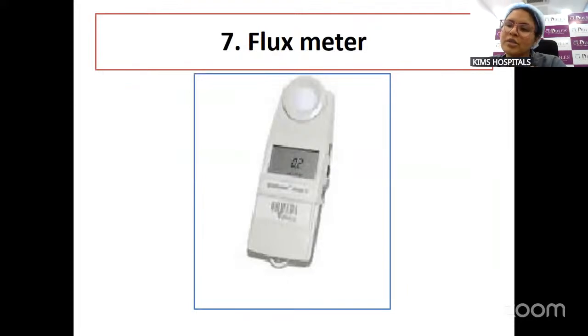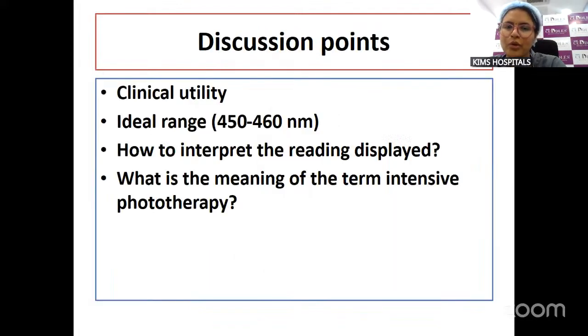Just like we have an oxygen analyzer for measuring the delivered FiO2, we also have a flux meter, which is a device for measuring the delivered phototherapy spectral irradiance. So the clinical utility of a flux meter is to measure the spectral irradiance of the phototherapy unit. The ideal range for the phototherapy emission must be 450 to 460 nanometers. The readings are interpreted by calculating an average of the 4 flux meter irradiance readings taken from the corners of the phototherapy footprint.